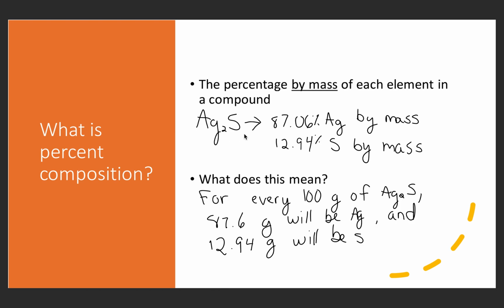Okay? So that means that if you were to have 100 grams of silver sulfide, 87.06 grams of that would be silver, and 12.94 grams of that would be sulfur.